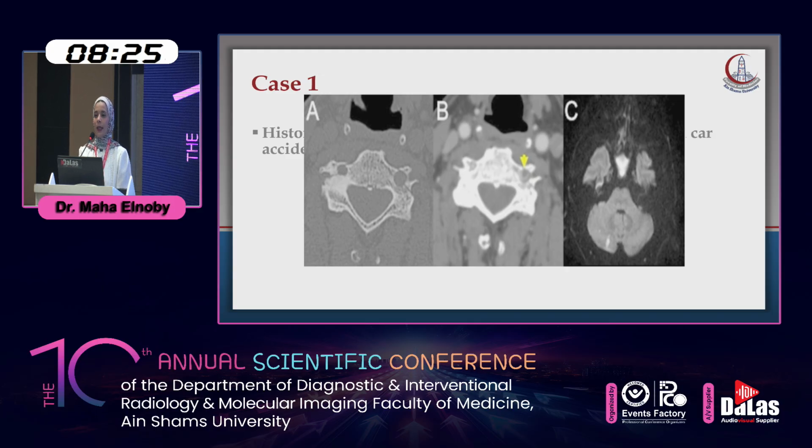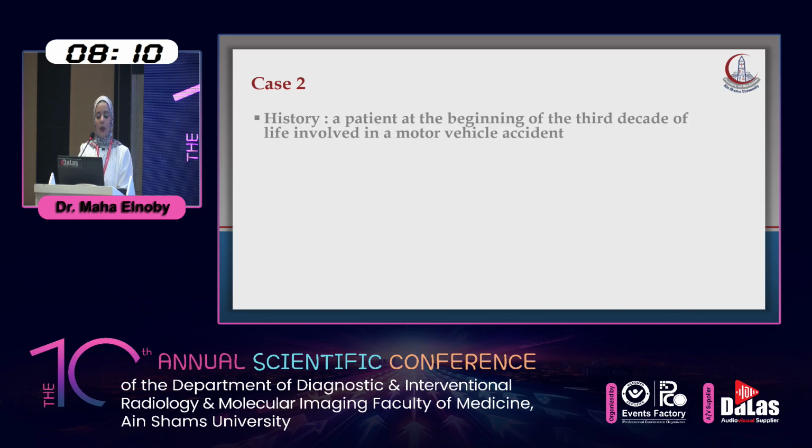When the patient made MRI, we saw an area of diffusion restriction, tiny punctate diffusion restriction in the right cerebellar, which is indicating an embolic origin from the left vertebral artery, which was occluded. Grade 2. Case number 2, history of a patient at the beginning of the 3rd decade of life involved also in a car vehicle accident.